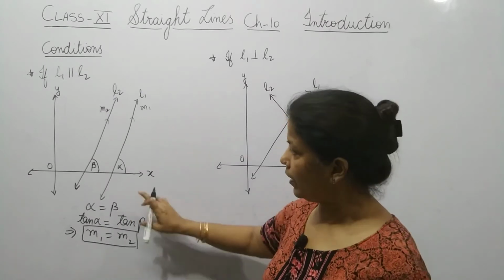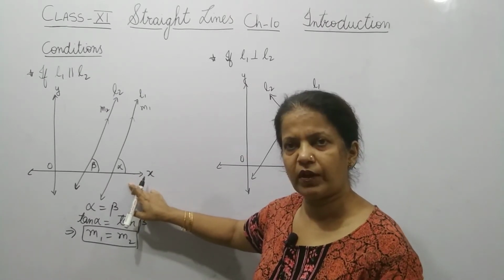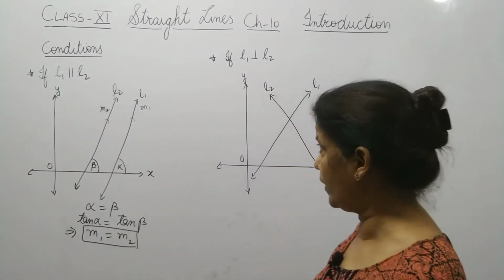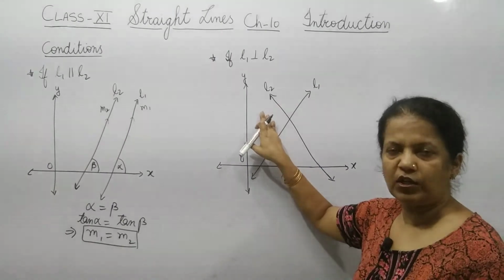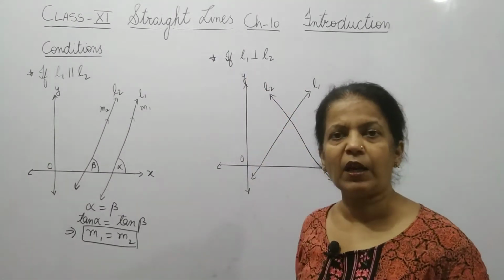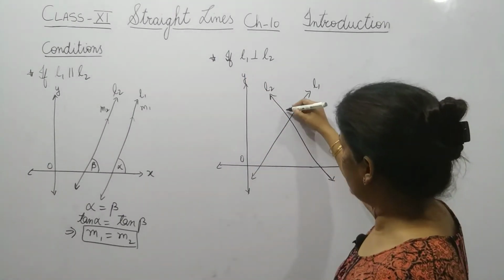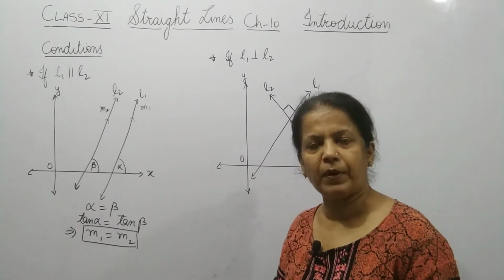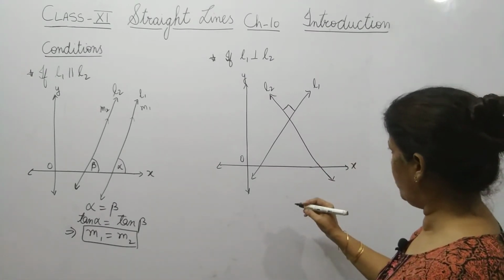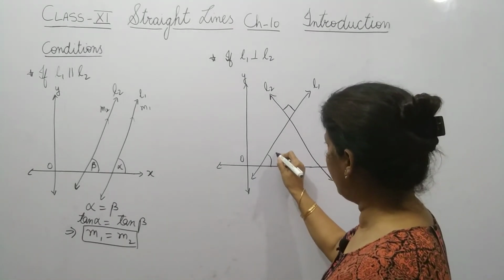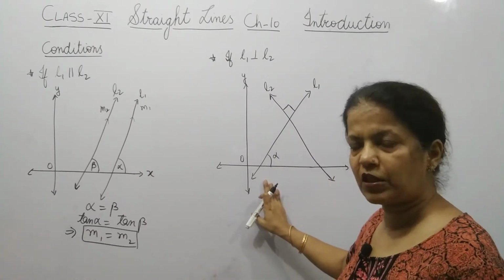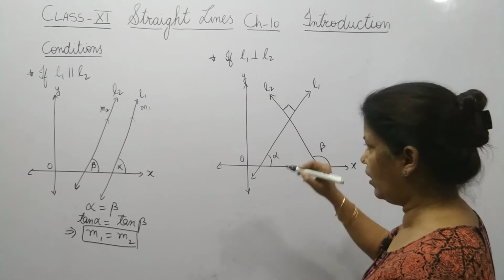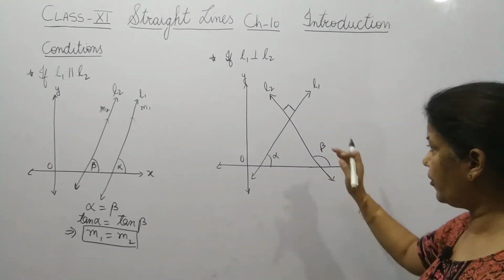But remember one thing, it should be with the positive direction of x-axis and anti-clockwise. The angle should be anti-clockwise. Now look at the other condition. If two lines are perpendicular to each other, suppose that this angle is L1, inclination is alpha, and this as beta, okay, with the positive direction.